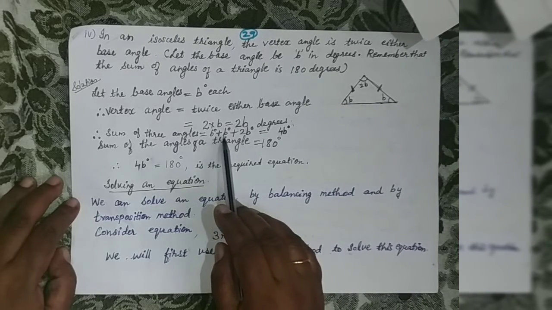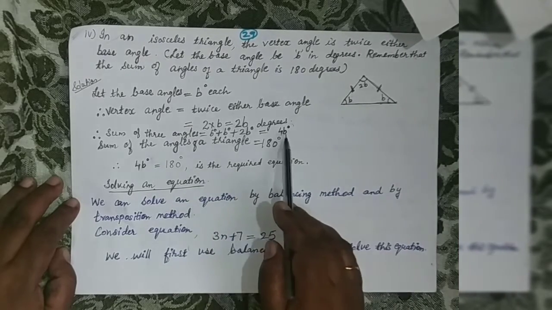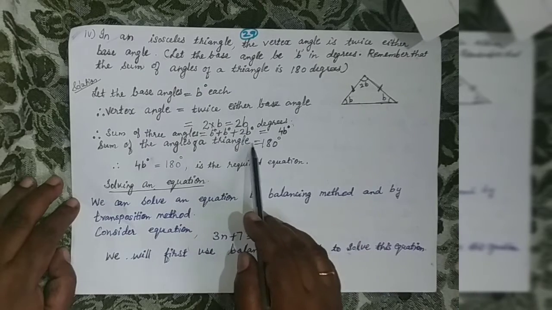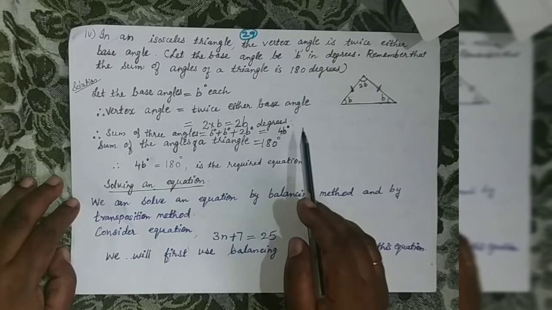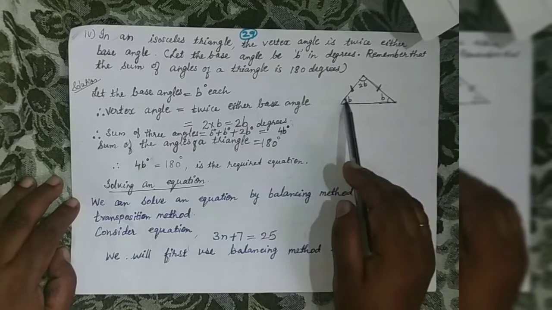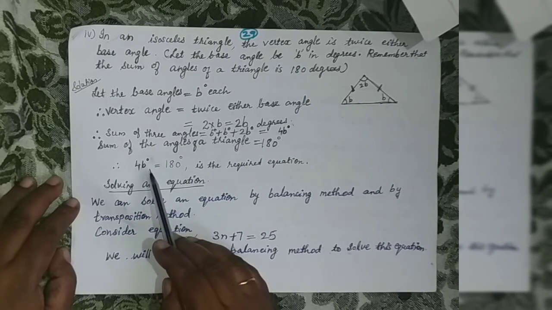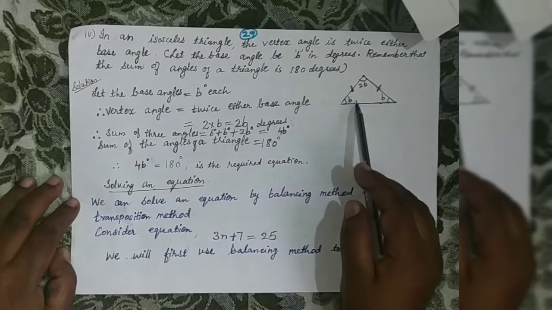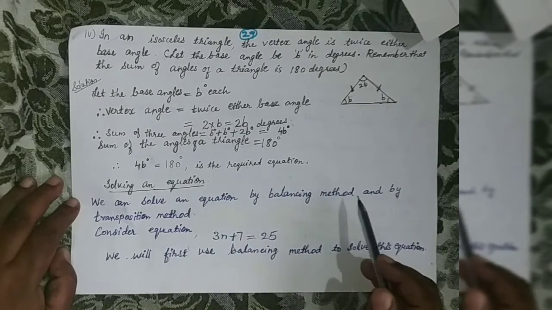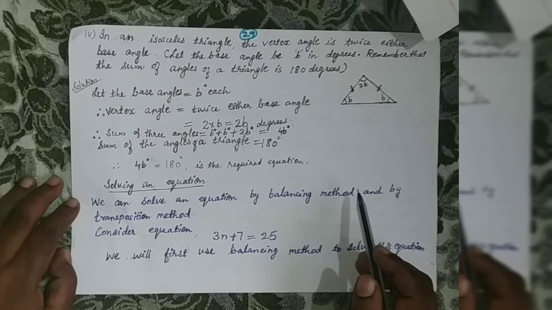B plus B is 2B. 2B plus 2B is 4B. When we add all these angles, we will get 4B. The sum of the angles of a triangle is what? 180 degrees. So 4B is the angle sum here and 180 degrees is the sum of the angles of a triangle. So 4B degrees will be 180 degrees, because in any triangle the sum of three angles is 180 degrees.